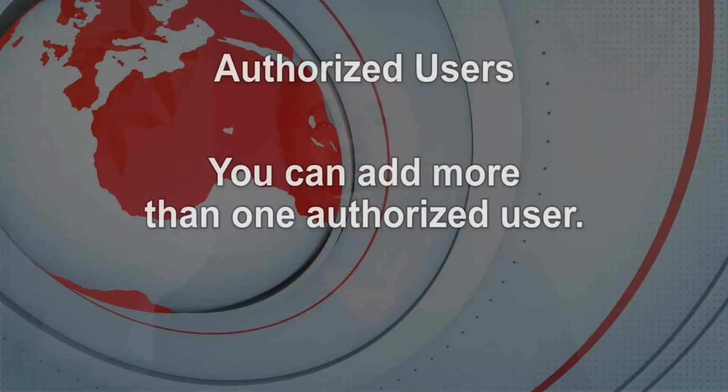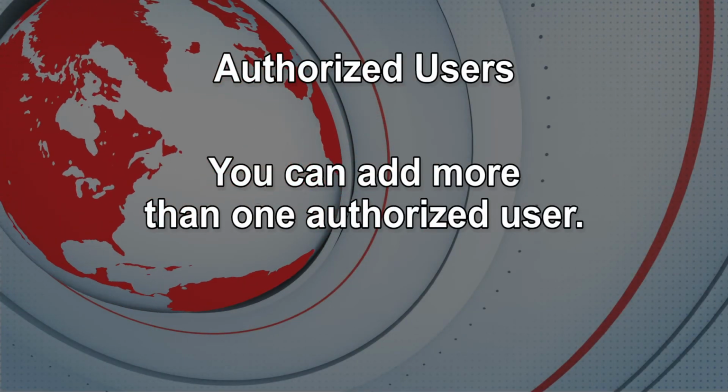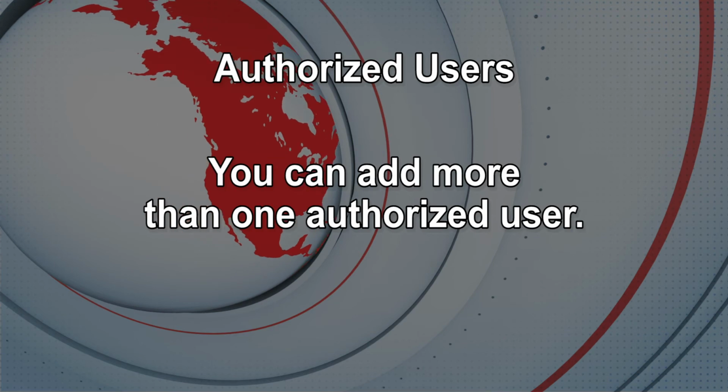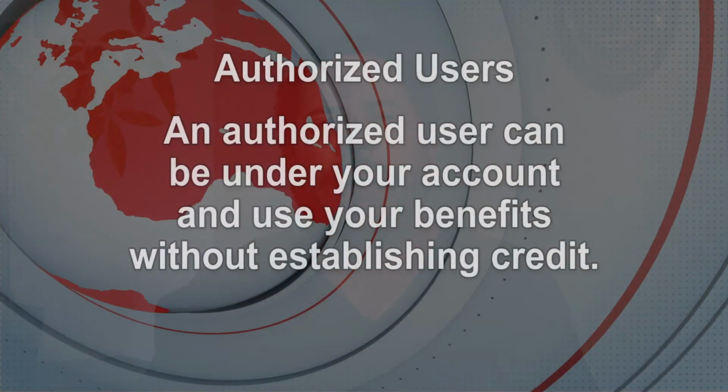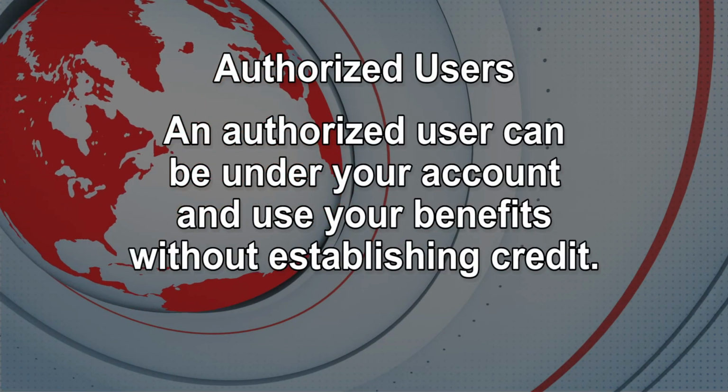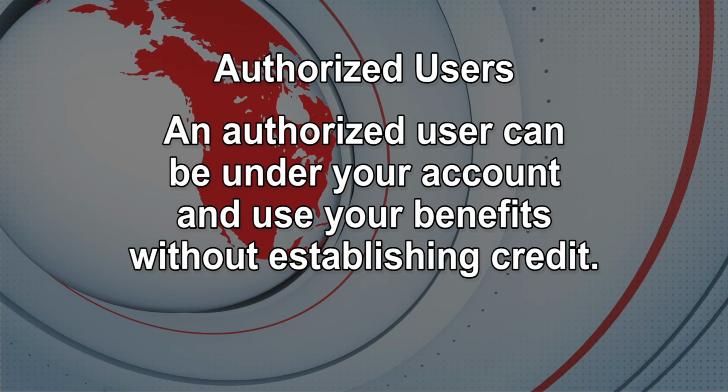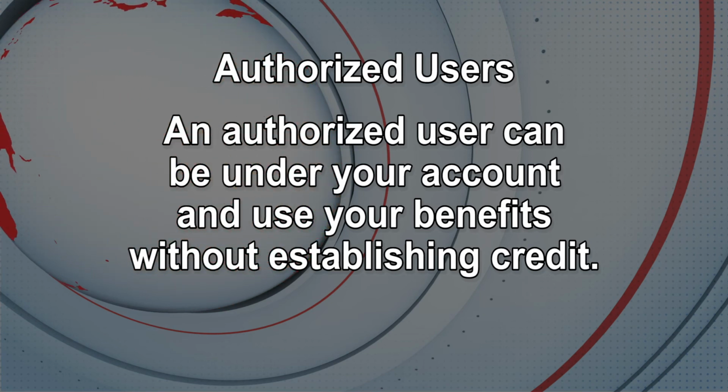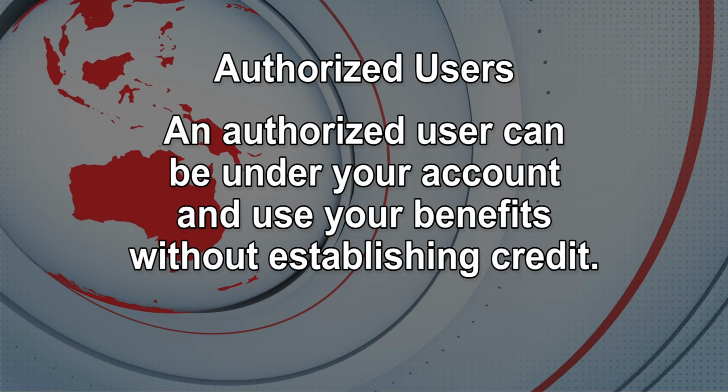Adding an authorized user is a very good deal. You can add more than one authorized user to your account. You can add your mother, your father, your brothers, your sister, your husband, your wife. That's a benefit of credit: having an authorized user who can be under your account and use your credit benefits without establishing credit. So, another benefit of credit.